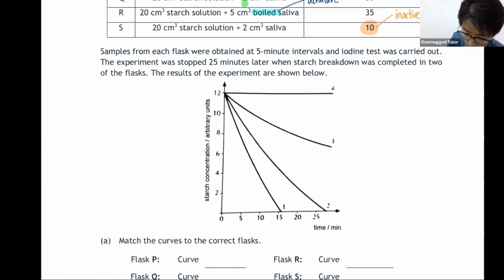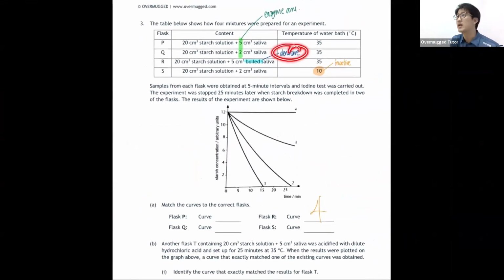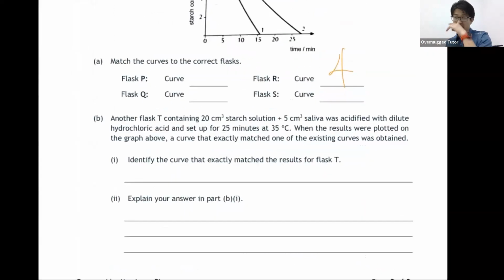Okay. So simply put, flask R, we have curve 4 because why? In flask R, denatured meaning the amylase will not be able to break down the starch at all, and therefore 100% starch remains. Make sense? Okay, right. 1 and 2 will have no starch by the end because in 1 and 2, the amylase is functioning properly. Flask P has a higher concentration of the enzymes, therefore it reaches 0 faster. So therefore that is flask 1, curve 1. Okay, very straightforward.